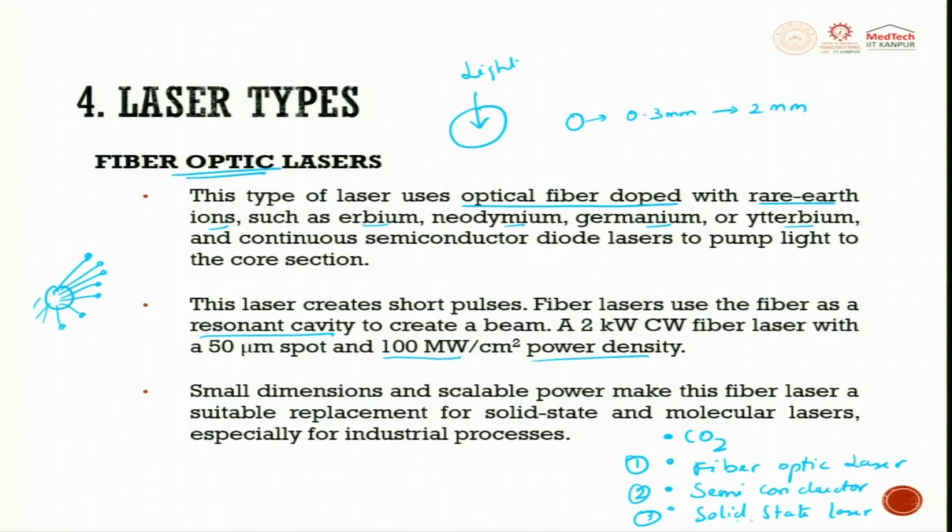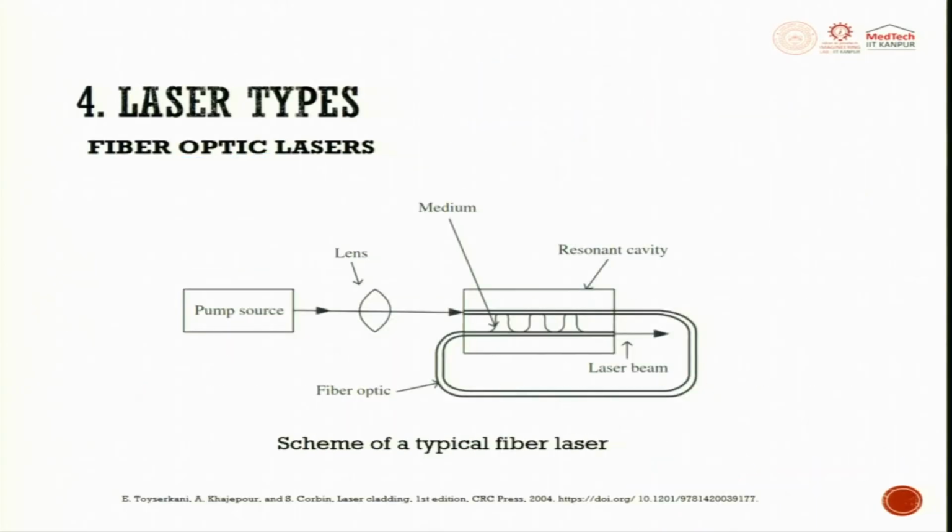So, these three are going up and down, and depending upon the dopant, depending upon the gain media you have, you try to get multiple wavelengths. So, this is a fiber optics. You have a pump source, you have a lens, it passes through the optical fiber. The optical fiber itself is a resonating cavity. So, you have a medium which tries to push. You try to have a lasing action inside, and what comes out of this is nothing but a laser beam. This is a fiber optic cable.